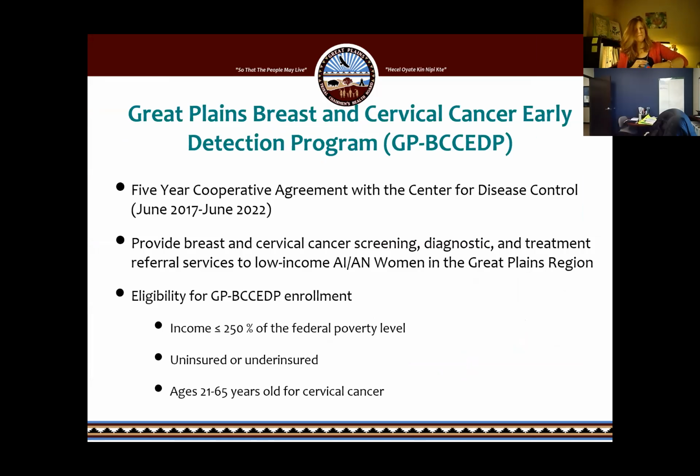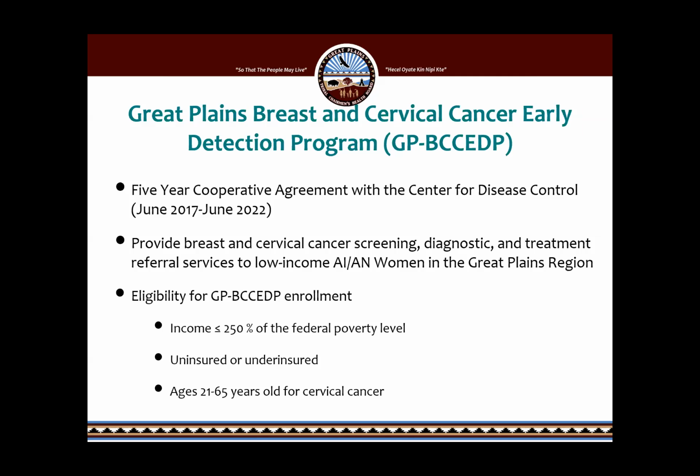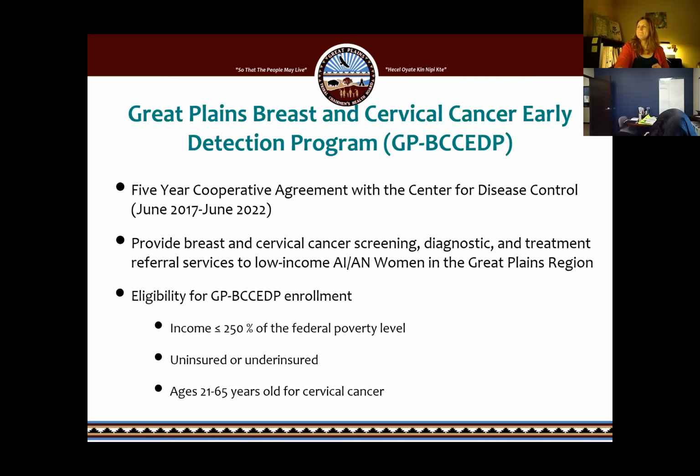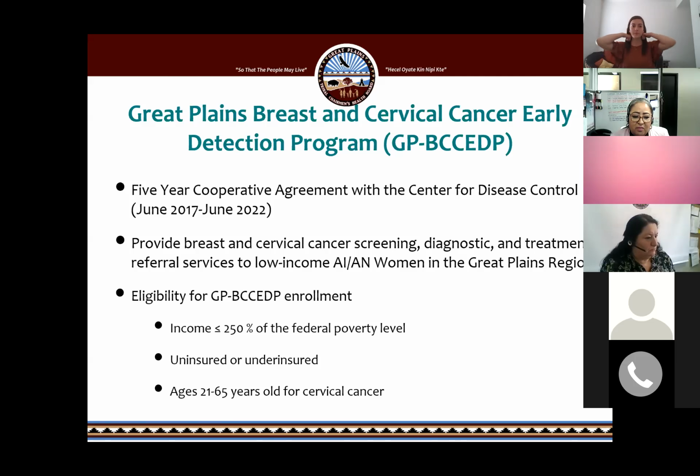This year, Great Plains Tribal Chairman's Health Board was awarded a grant to help increase the breast and cervical cancer screening rate in the Great Plains. Our objective is to provide breast and cervical cancer screenings to low-income American Indian and Alaska Native women in North Dakota, South Dakota, Nebraska, and Iowa. Women eligible for our program include women whose income falls below 250% of the federal poverty level, who are uninsured or underinsured, and are 21 to 64 for cervical cancer and 40 to 65 for breast cancer. Women under 40 must be symptomatic or have a family history of breast cancer.